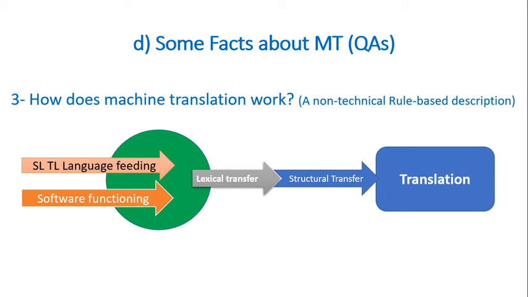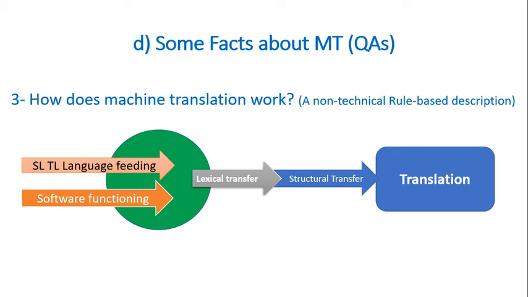We can take this image in our brain. There is a source language and target language feeding. On one side, of course, source language, all the linguistic information related to source language, all the linguistic information related to target language, and they are fed into the system. And then the software functions. The software is prepared for the functioning of the source language information and target language information. It's just like creating a brain of a machine translation.